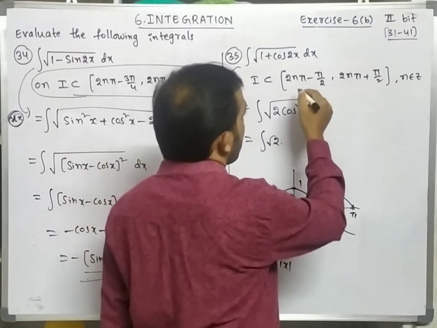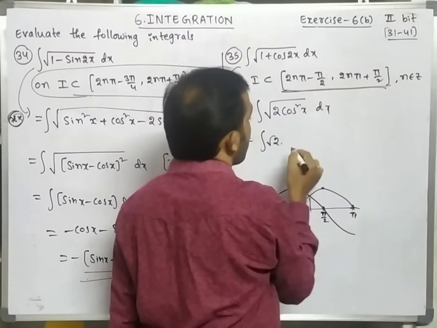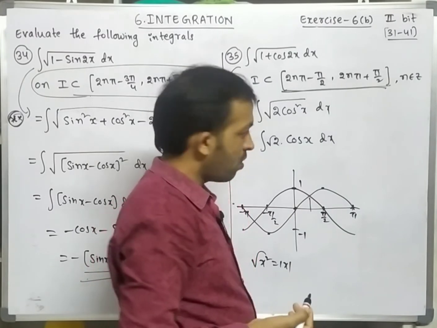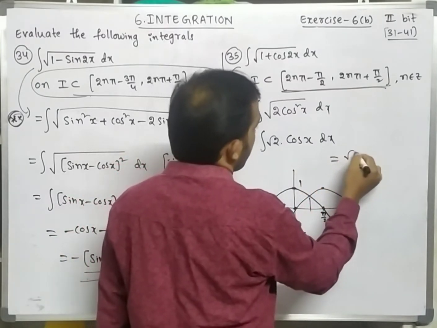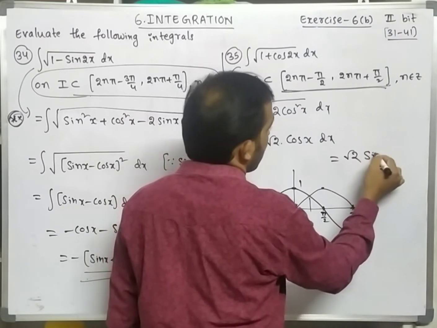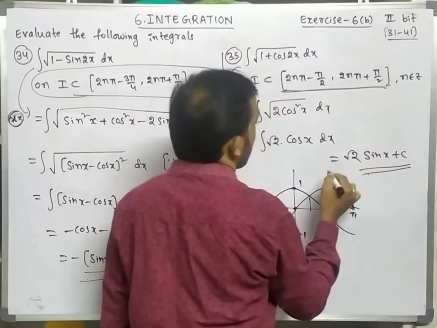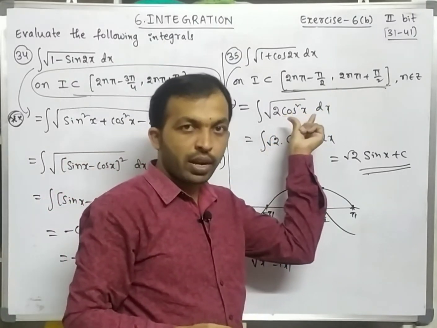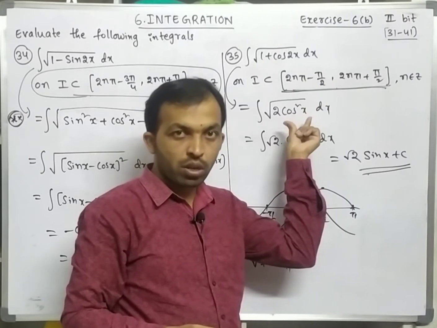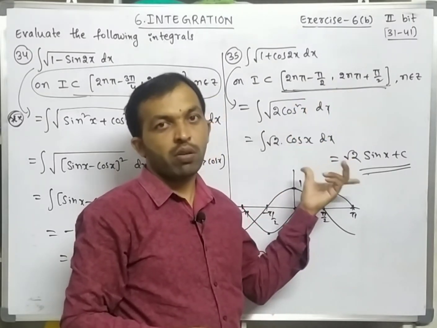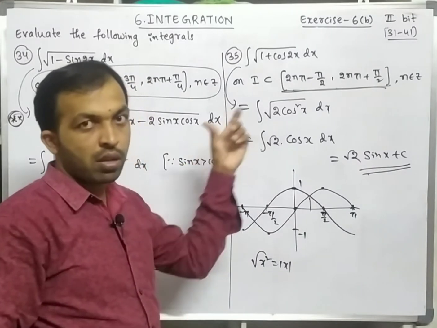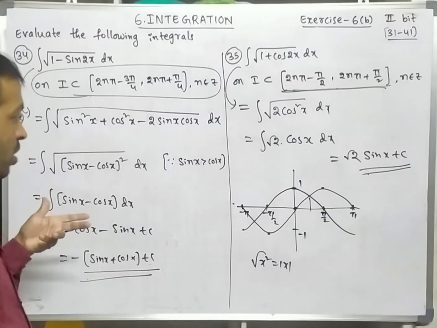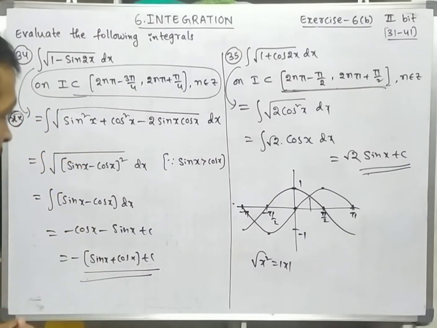In this interval cos x is positive, so directly we can write mod cos x as cos x. Okay, so root 2 is a constant, and the integration of cos x is sin x plus c. This is the answer. So this interval plays a role whenever we are eliminating a root, that condition is involved. Okay, so in these two problems the condition's importance is there. So please listen one more time to this slide.